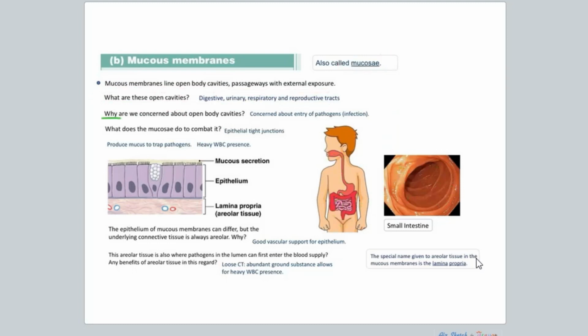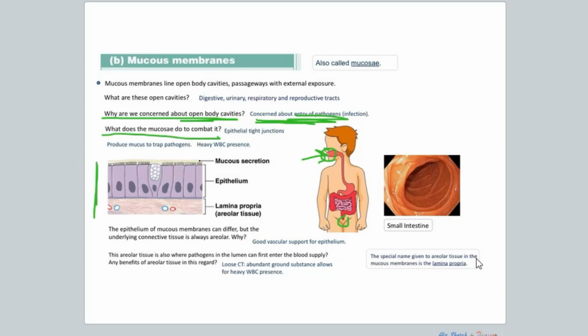Now, why are we concerned about open body cavities? Why are we concerned about having, in the digestive tract, this exposure at the mouth, at the anus? Well, this is a possible route for the entry of pathogens from the external environment. We're concerned about infection, the entry of pathogens. And so the mucosa has to be specialized to deal with that. So what does the mucosa do to combat that?